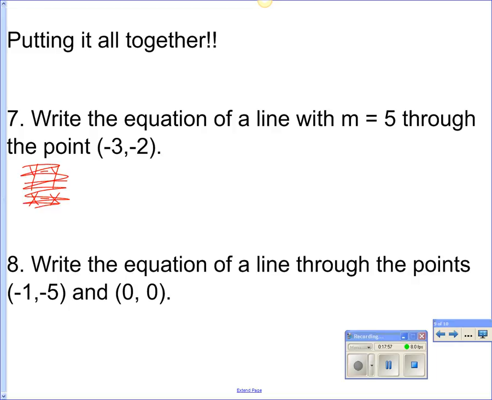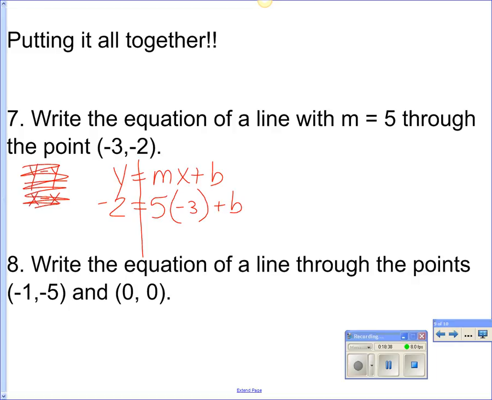Number 7, I can do y equals mx plus b. That's all I have to do on that one. Because I already know what goes in the y. What goes in the y? -2. Make sure y'all are writing this down. What goes in for m? 5. Very good. What goes in for x? -3 plus b. Okay, so for that one, it gave you the m.